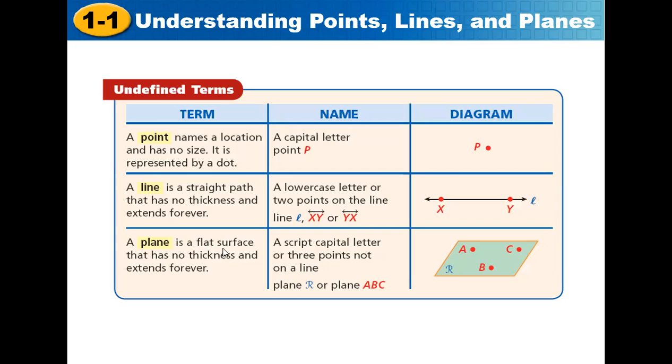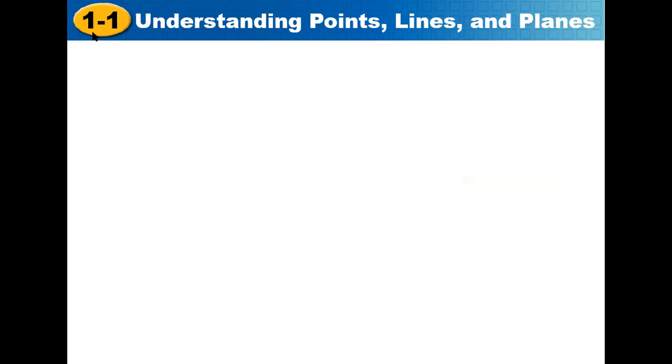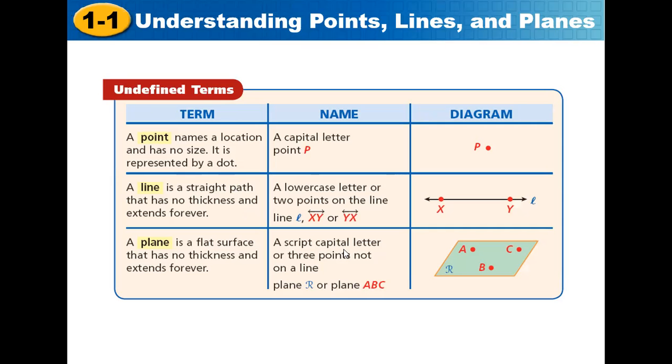A plane is a flat surface that has no thickness and extends forever. If you look at the line, it extends only in two directions. But the plane extends forever in all directions. For this reason, we said that this one is an undefined term. I can't define it as a regular figure or a normal figure. This is just a part of a plane because we can't draw all of it. For this reason, we said it's an undefined term.